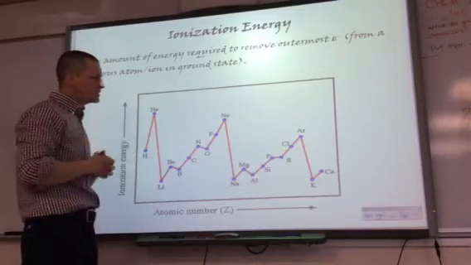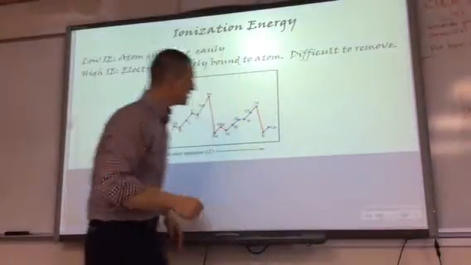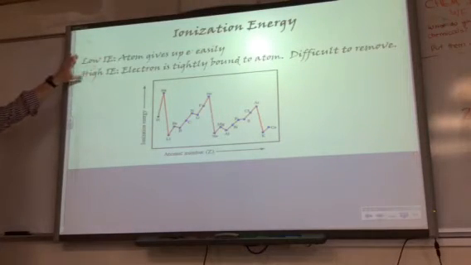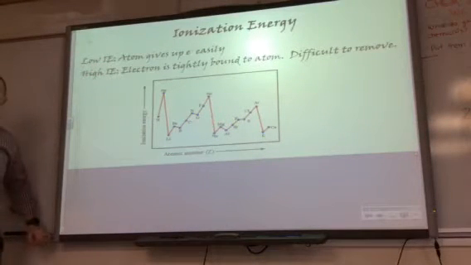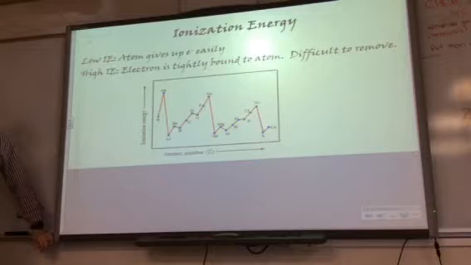So how difficult it is to remove an electron is given by the ionization energy. Just to make this very clear, when something has a low ionization energy, that means it's easy to remove an electron from. And then, of course, if it's high, that means it requires a lot of energy, and it's difficult to remove an electron.